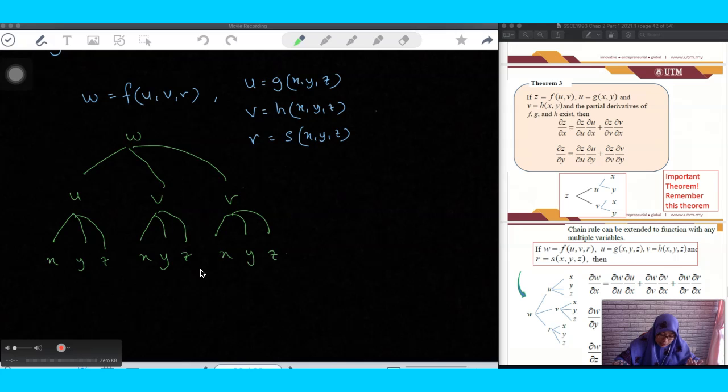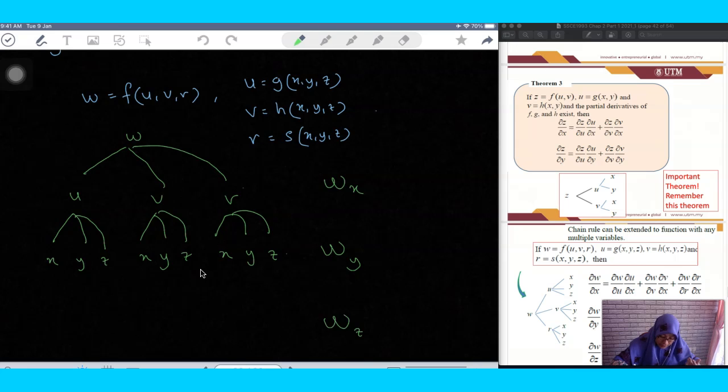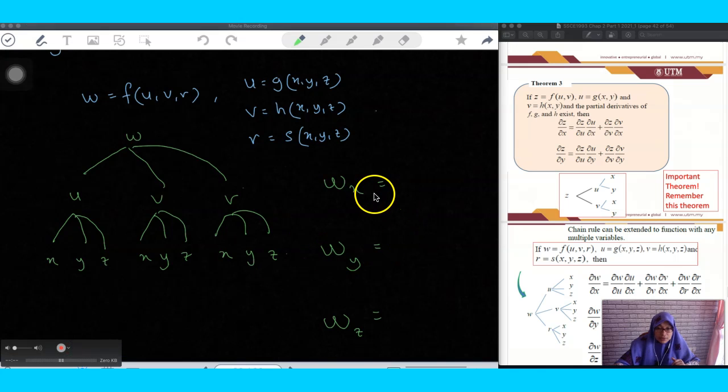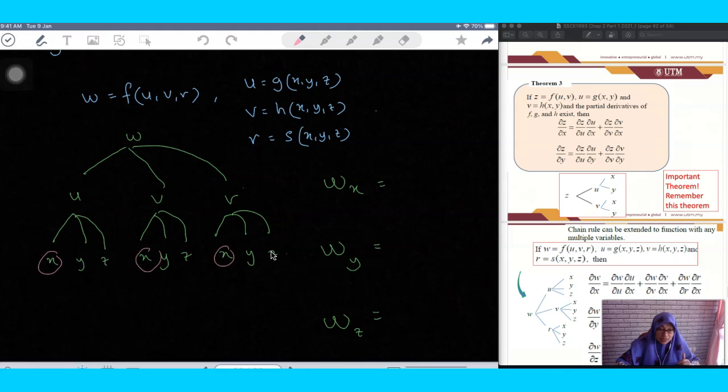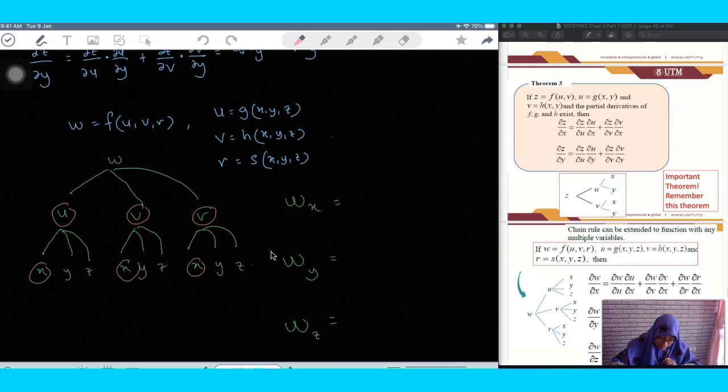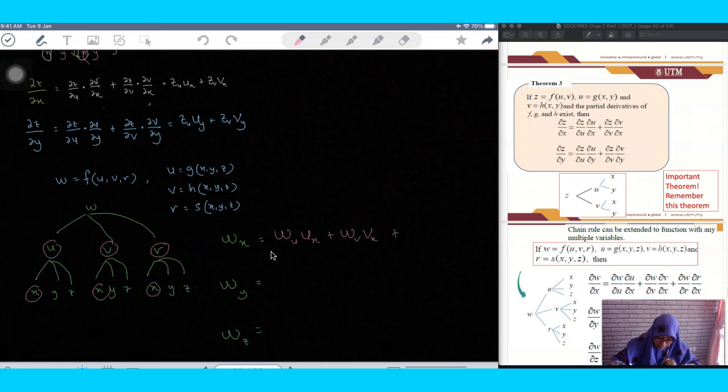So your lowest layer here, there are 3. So that means W can be in terms of X, W can be in terms of Y, W can be in terms of Z. So now using the chain rule, we want to find this. From W to X, how many paths can you use? You want to get here, here, and here, meaning you have to use the 3 paths, through U, V, and R. So how can we construct the chain rule? ∂W/∂U ∂U/∂X plus ∂W/∂V ∂V/∂X plus ∂W/∂R ∂R/∂X.